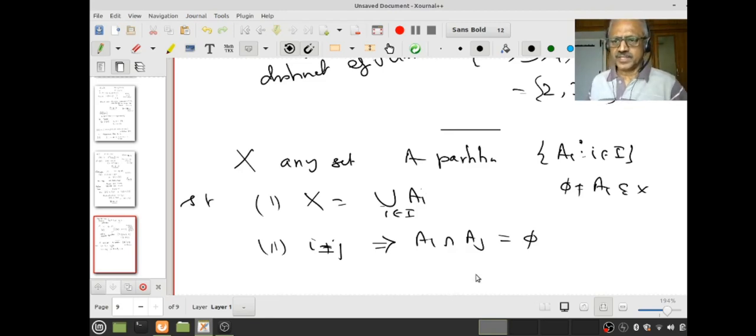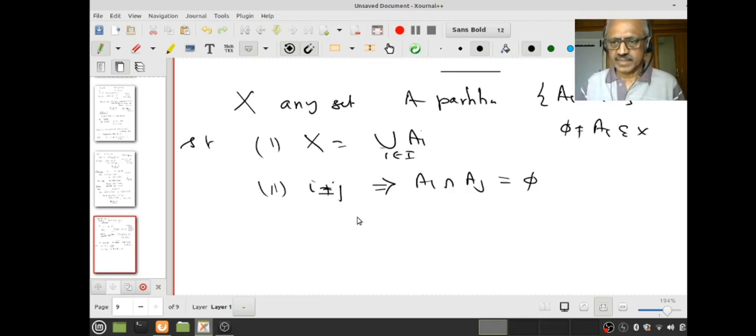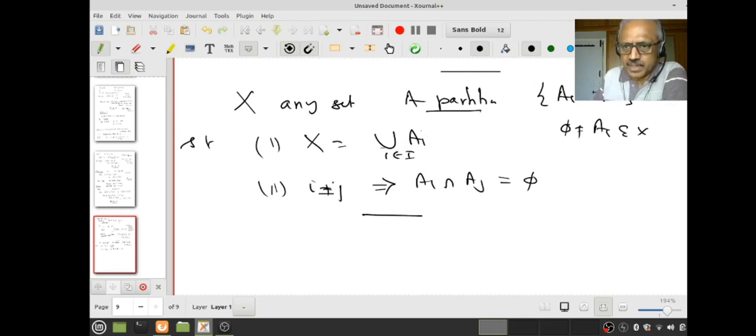Okay, any partition is a collection of non-empty subsets A_i of X with what property? One, X must be the union of the A_i's, and two, whenever the indices i and j are distinct, A_i and A_j are disjoint. Right? Now go back. This is the definition of a partition of the set.